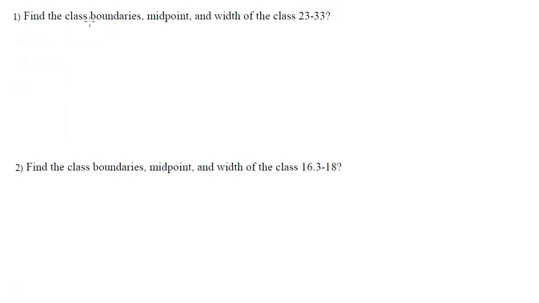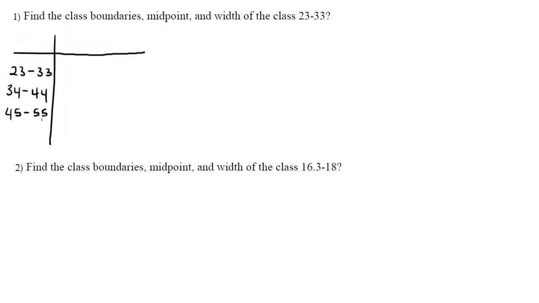But to find the class boundaries, if we're looking at a grouped frequency distribution, right? Well, we might have 23 to 33 as one of our classes. The next class might be 34 to 44, right? That might be our next class. And then 45 to 55 might be our next class, etc., etc., etc., right?